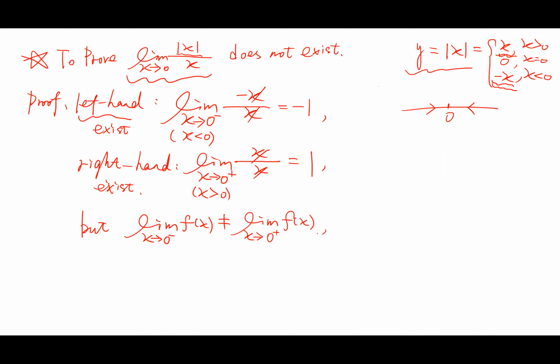So the limit of this absolute value function does not exist. Okay, so we complete this proof here. Can you understand, guys? Okay, good, very good.